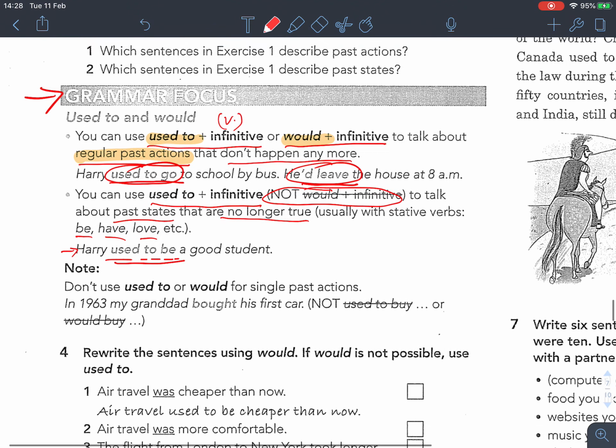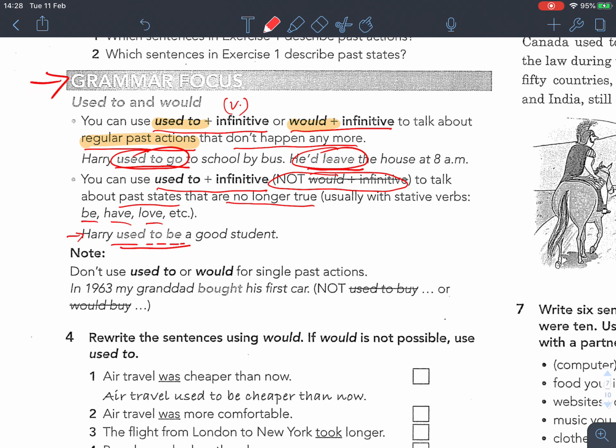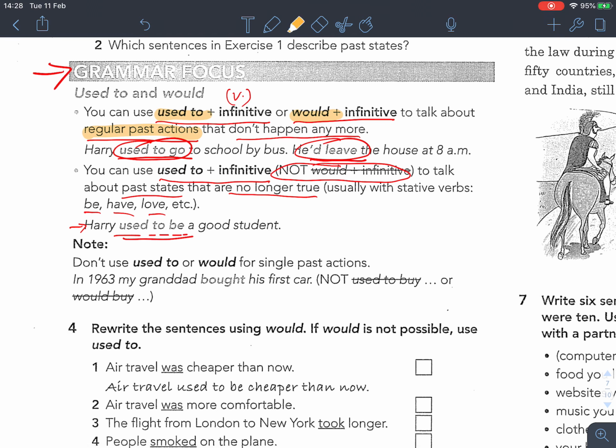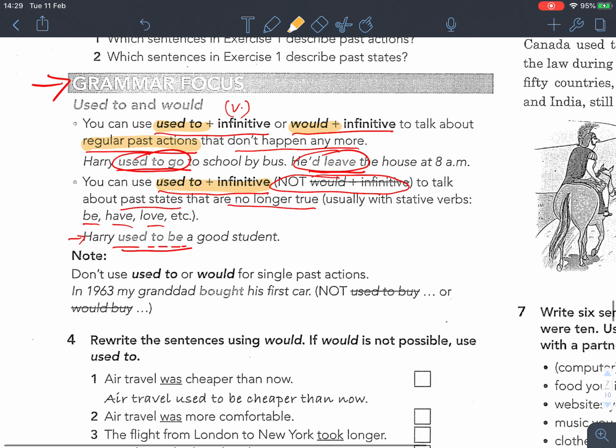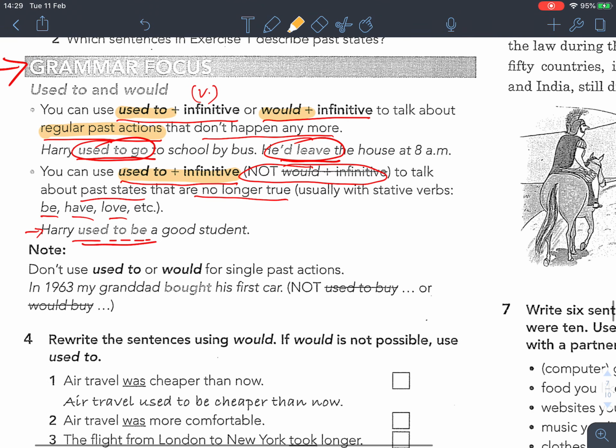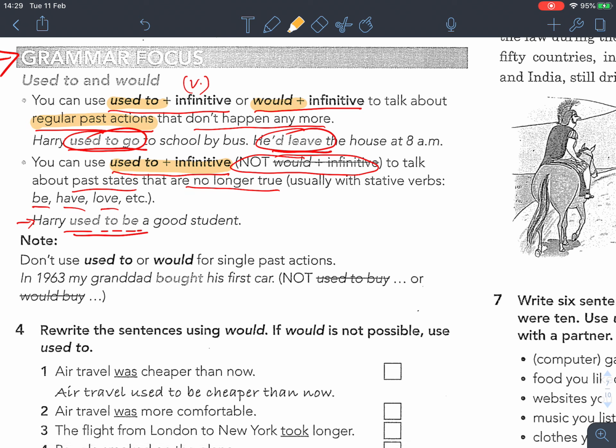So what does it mean? It means that Harry is now a bad student. He is no longer a good student now. Okay, so there are two ways to use it. And to make things clearer, please write this down in your book. Okay, write this down. This diagram will help you understand the concept better.